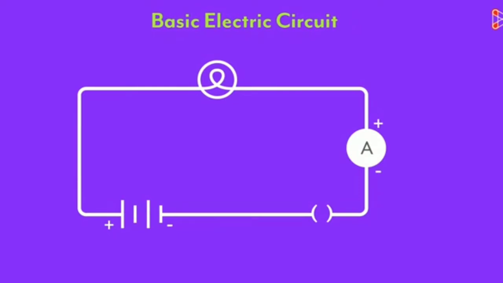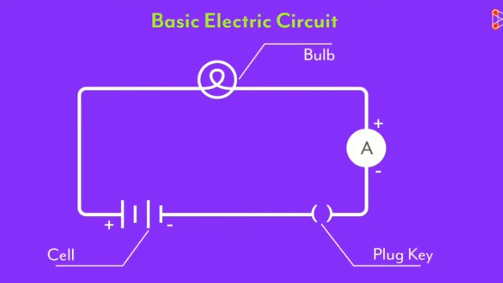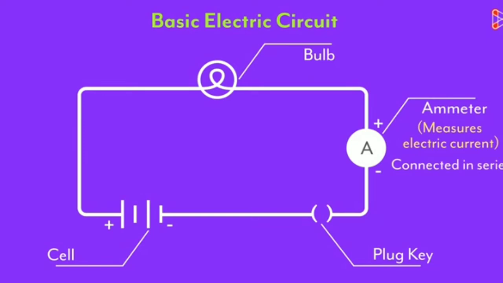Now let us see how current is measured. Let us look at a schematic diagram of a basic electric circuit. This is showing cell, battery, the next bulb, here plug key. If there is a dot inside this, it is a closed circuit, and if there is no dot, it represents an open circuit. Here we have ammeter, which is used to measure electric current, and this is always connected in series to the circuit of which the current is to be measured.